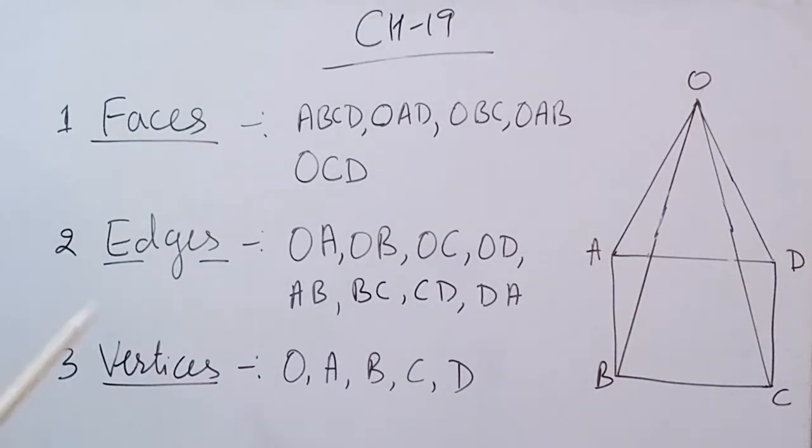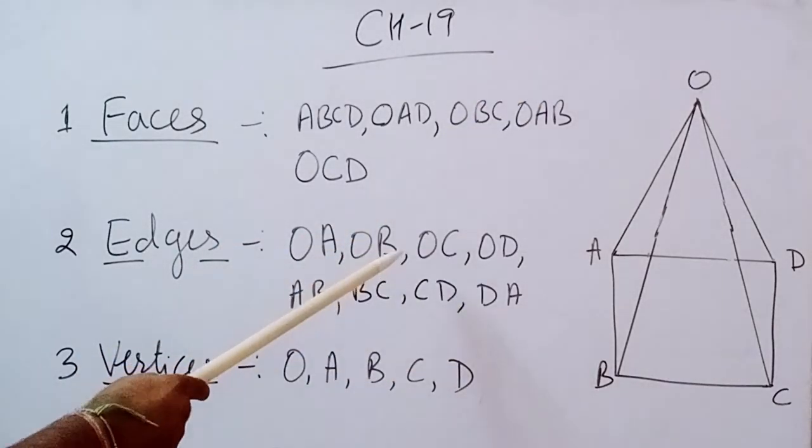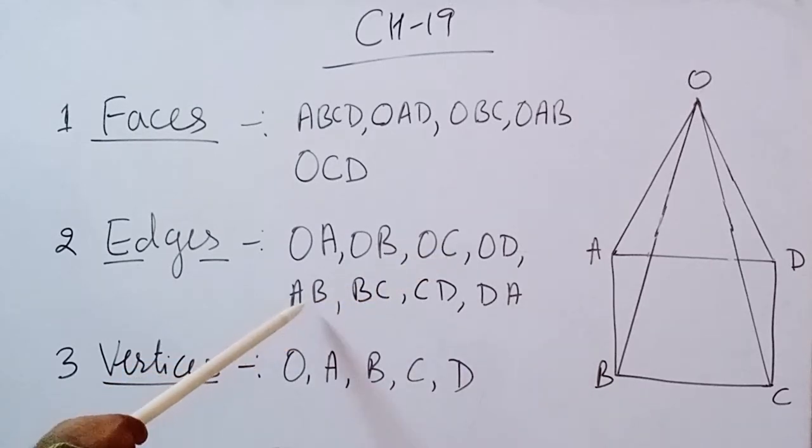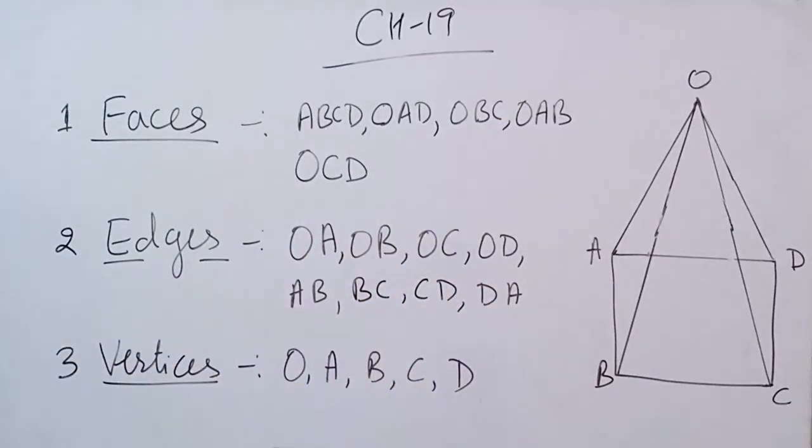Now the edges. The line segments common to intersecting faces of a polyhedron are called edges. What are the edges here? OA, OB, OC, OD, AB, BC, CD and DA are the edges in the figure.